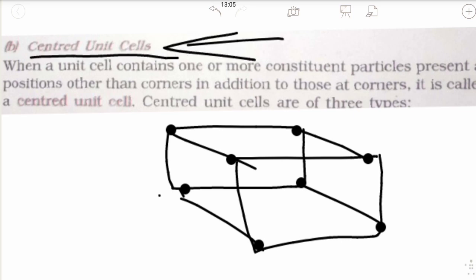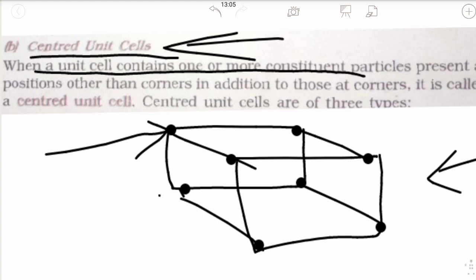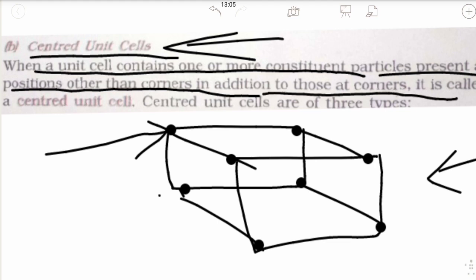In the primitive unit cells, we found that lattice points are present only at the corner positions. We know that there are 8 corners in the crystal lattice. But in a centered unit cell, a unit cell contains one or more constituent particles present at positions other than the corners, in addition to those corners. Okay, what are centered unit cells?